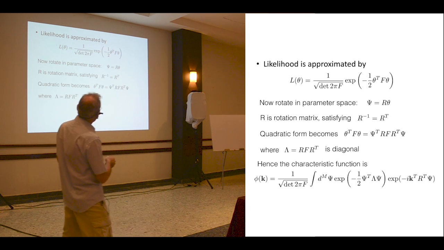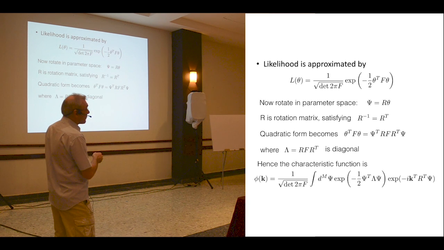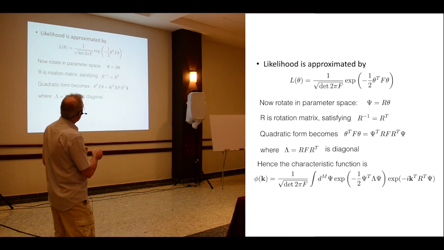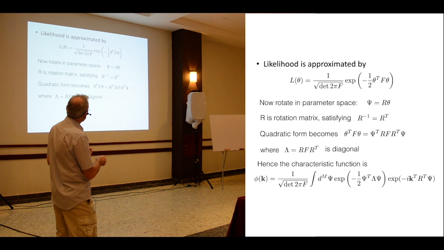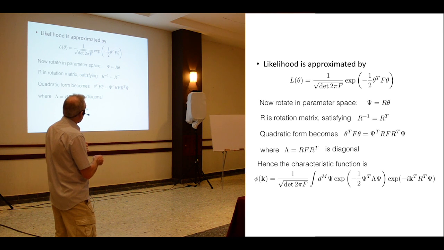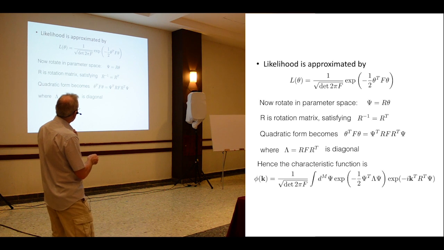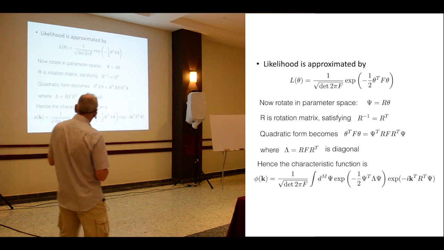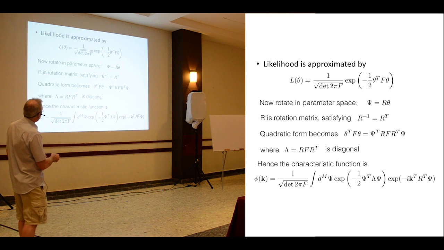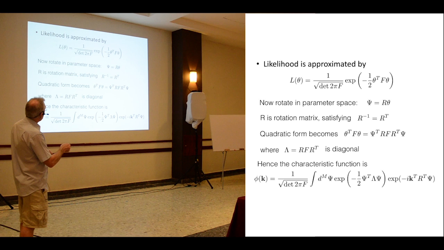If we do that, and we then introduce this new variable psi, which is linear combinations of the parameters, then this quadratic form in here, theta F theta, becomes psi transpose R F R transpose psi. And by doing this diagonalization, the matrix in the middle here is just a diagonal matrix. We just do the standard diagonalization of the matrix at this point. So lambda is a diagonal matrix, and that's the thing in the middle. Then the characteristic function we can write in terms of psi. So the quadratic in the exponential becomes this object.